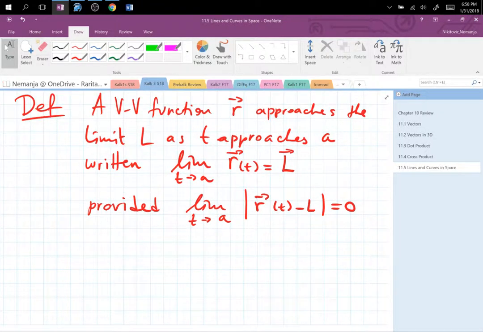Now, before you all panic and run, if you know your Calc 1 limits, you're done, because this is just going to be 3 Calc 1 problems in a row.